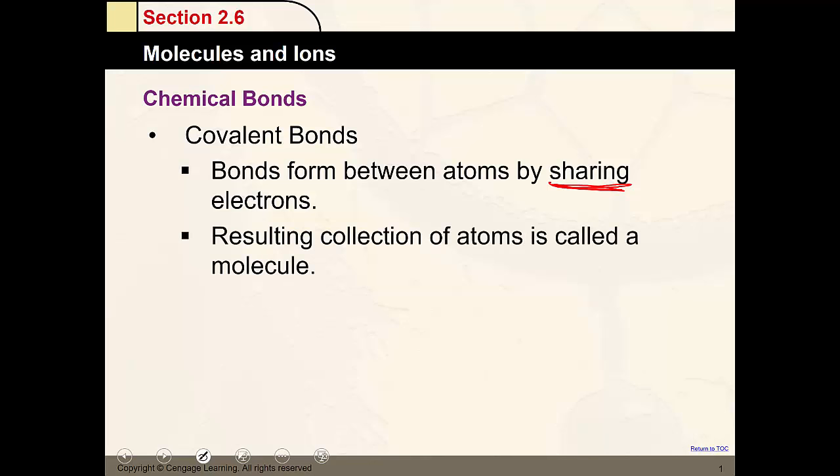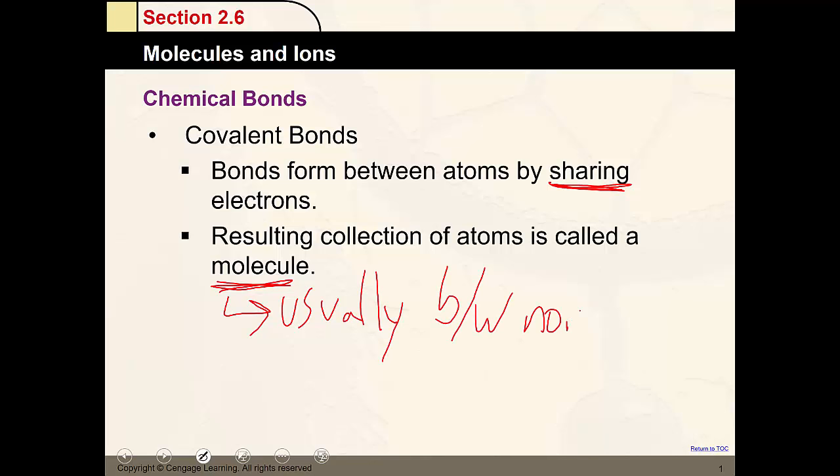And in any structure that contains covalent bonds, we call that collection of atoms a molecule. And that molecule acts as a unit. And these molecules, these covalent bonds, usually form between nonmetals. And remember, nonmetals are found on the right side of your periodic table.